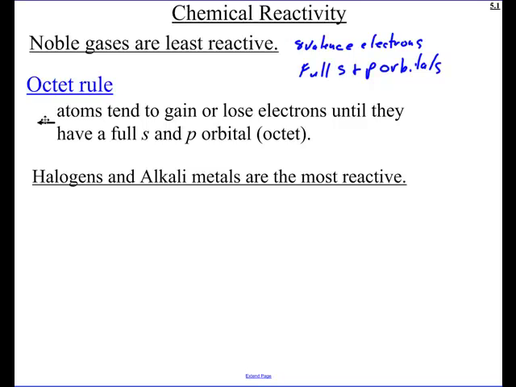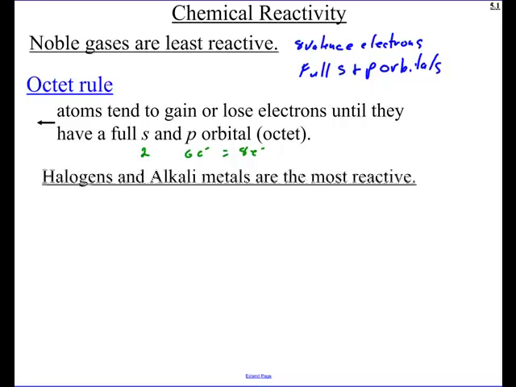Now, if you think about that, you could put 2 electrons in the s orbital, and we could put 6 electrons in the p orbitals, and that gives us 8 electrons, right? So the octet rule is kind of the driving force on why a lot of this chemical reactivity takes place.